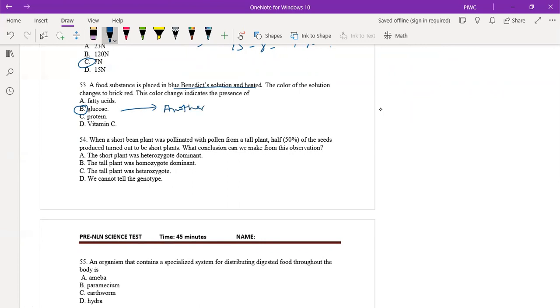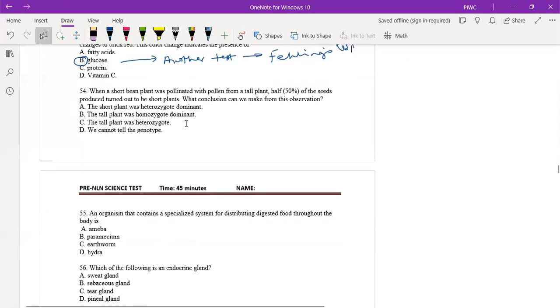Another test. You remember Fehling's test? Okay, Fehling's and Benedict's test. At the boiling, you boil them and then you have a brick red color. Purple color becomes brick red. Yes. So in Benedict's or Fehling's test can be used. Okay. All right. So 54.